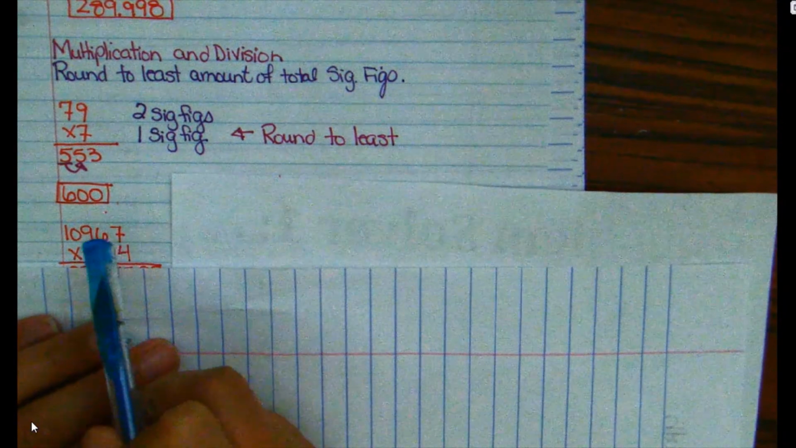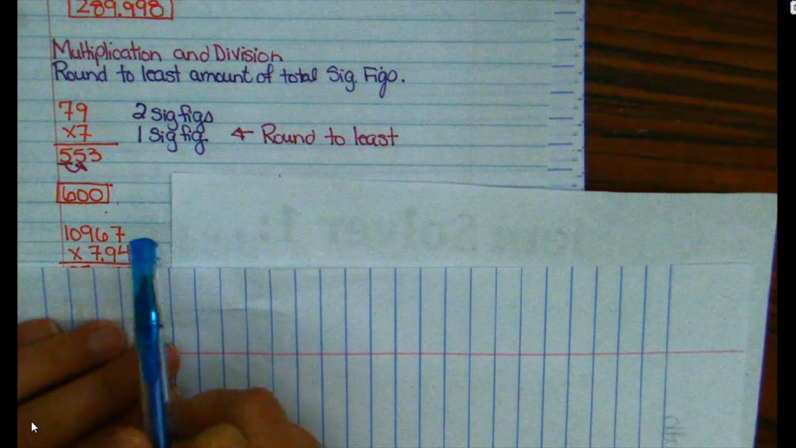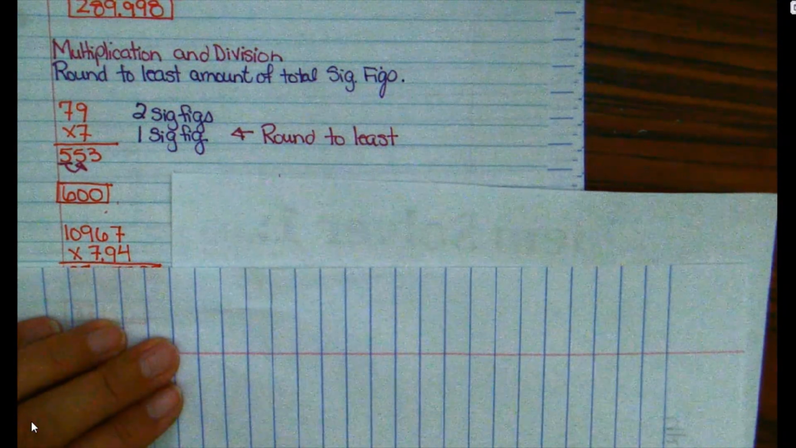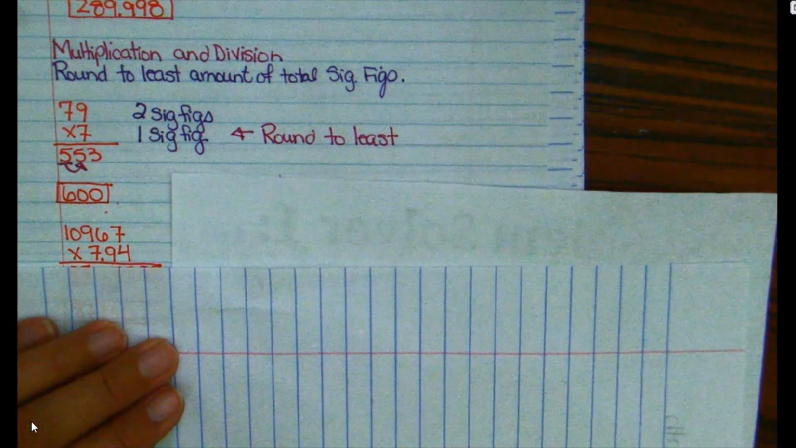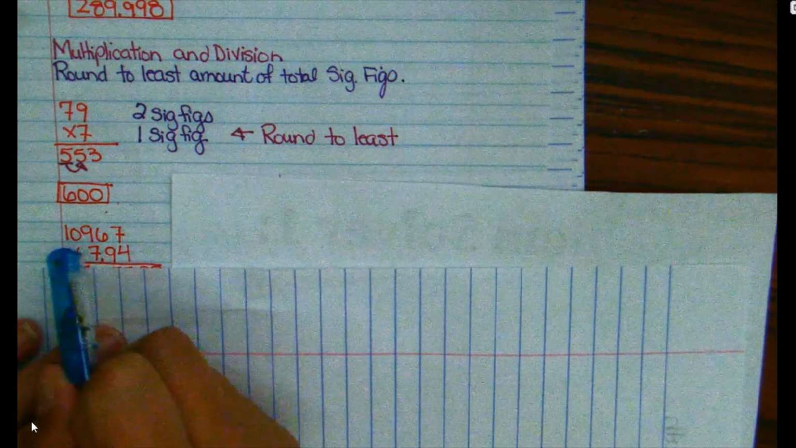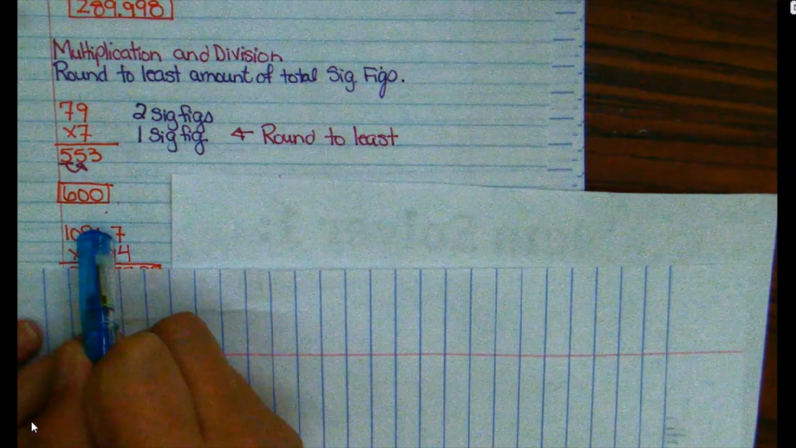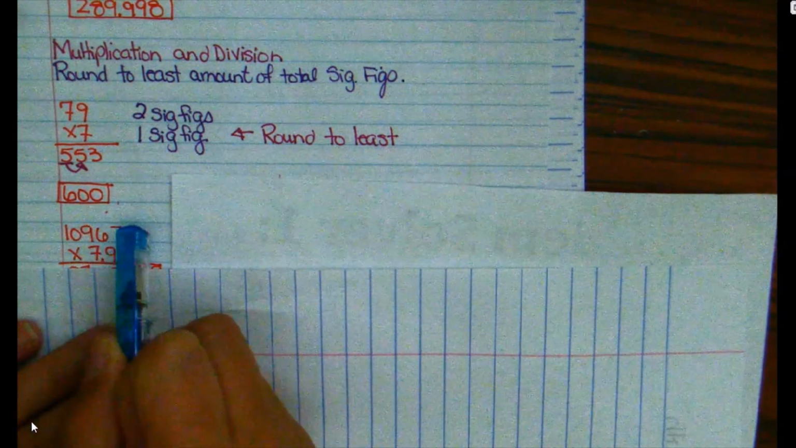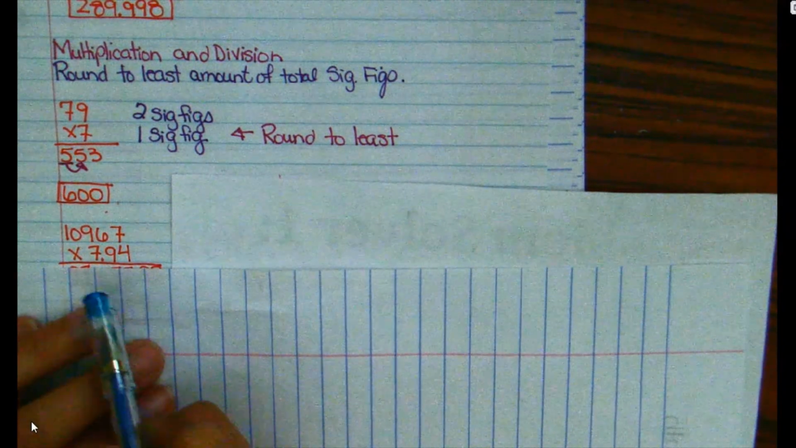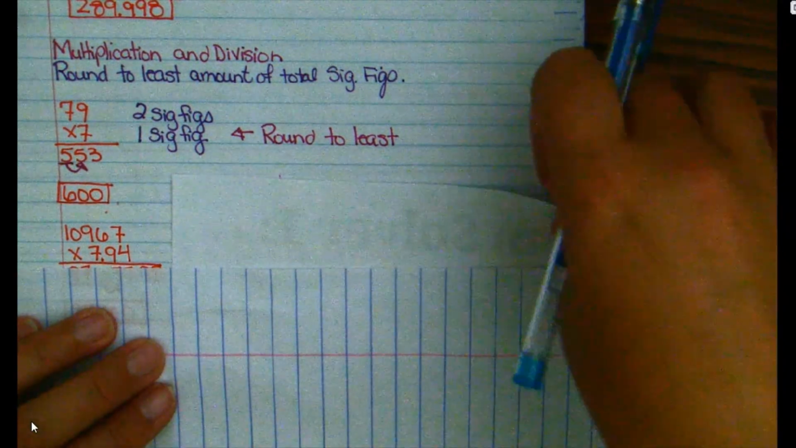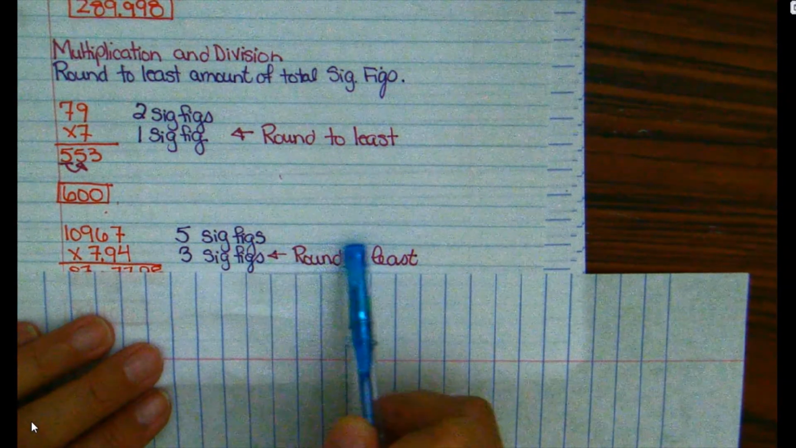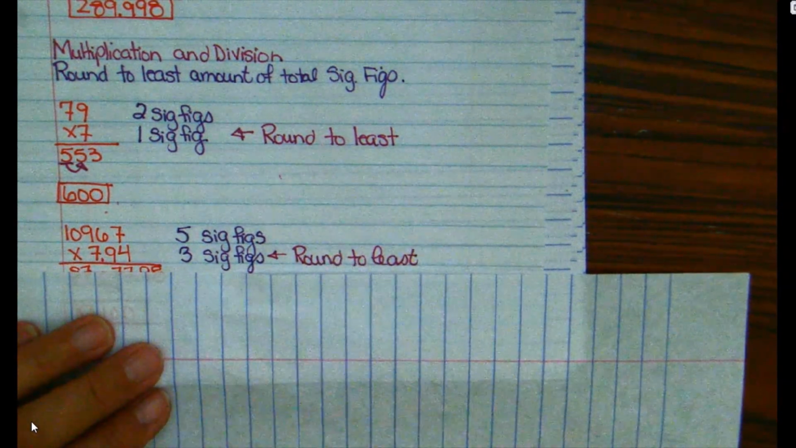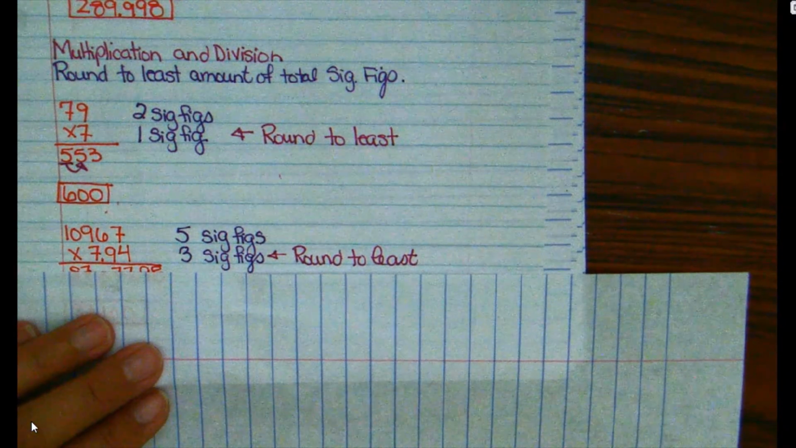Okay, let's try 110,967 times 7.94. So the first thing we do is count total numbers of significant figures. On the top line we have 1, 2, 3, 4, 5 sig figs. On the bottom line we have 3. So what we're going to have to do is round the total number to 3 sig figs because that is the least number of significant figures present in the equation.